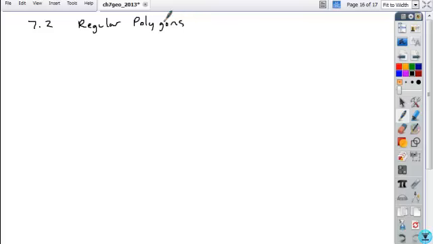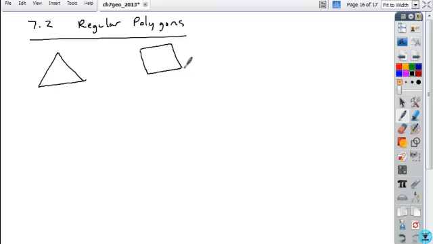And the next section deals with regular polygons. If you recall from chapter 1, regular means that they are both equilateral and equiangular. And so the two regular polygons that you guys are already familiar with are an equilateral triangle and a square.